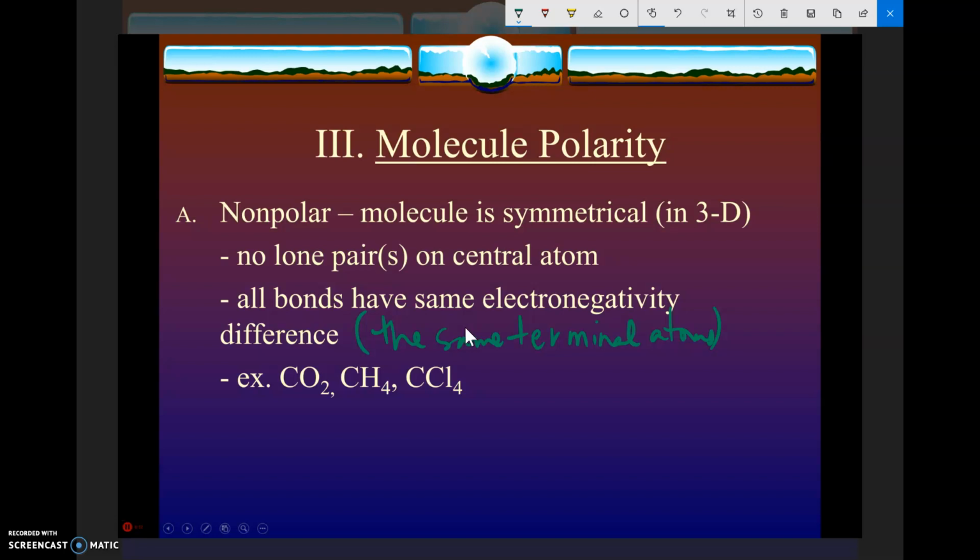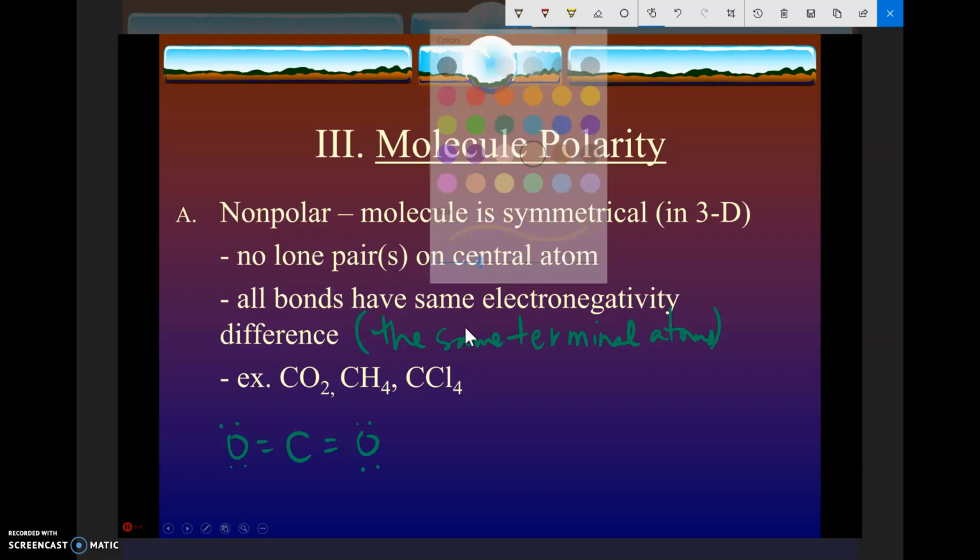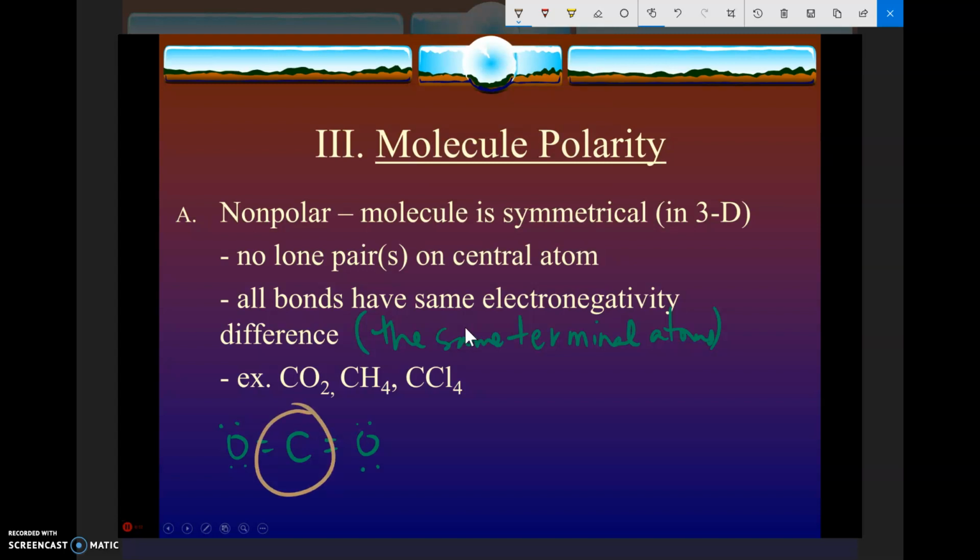So again, we have to draw these out. So I'm just going to hurry and draw these out so you can kind of see what I'm talking about. So this is carbon dioxide. Again, what you're going to look at is that central atom. So right here, we're going to look at the carbon. First question is, are there any lone pairs on the central atom? The answer is no. So then the second thing you have to ask is, do all of the bonds have the same electronegativity? Or another way to say that is, do they have the same terminal atoms? So oxygen and oxygen are the same. So therefore, this would be a nonpolar molecule.